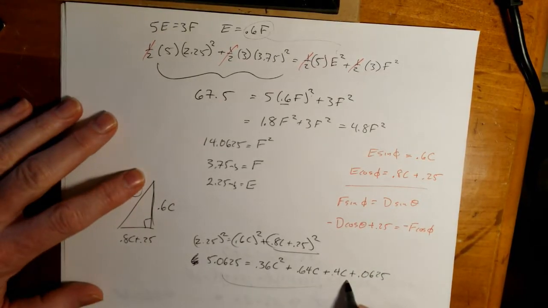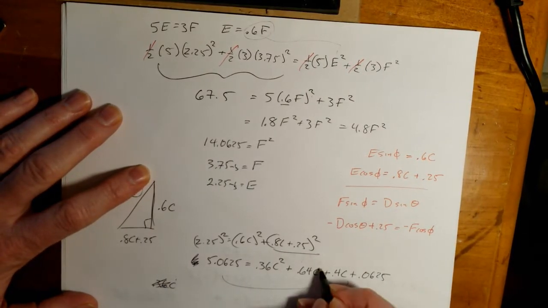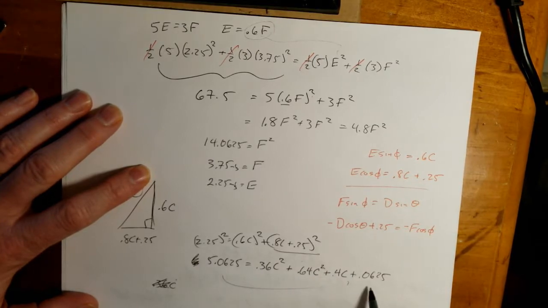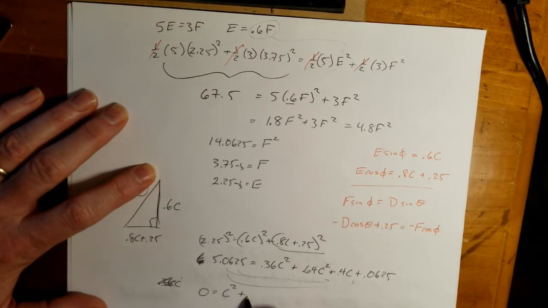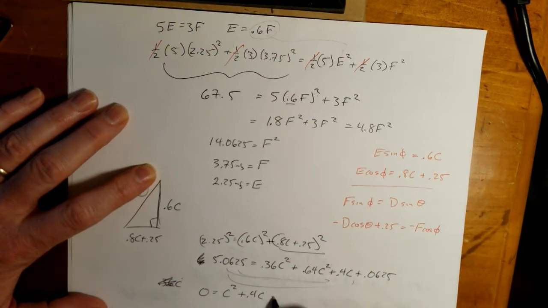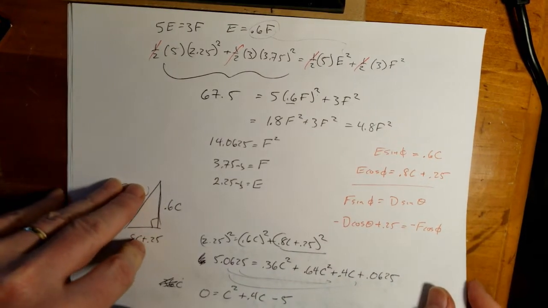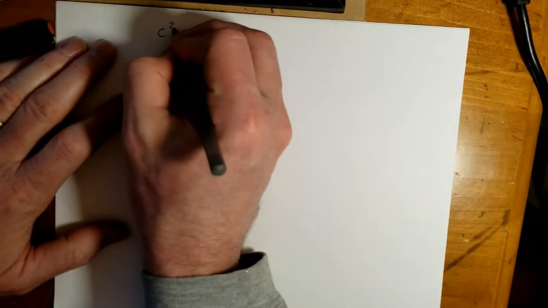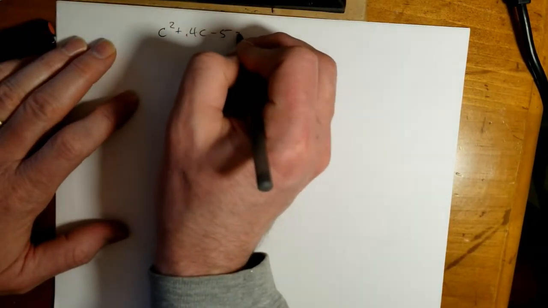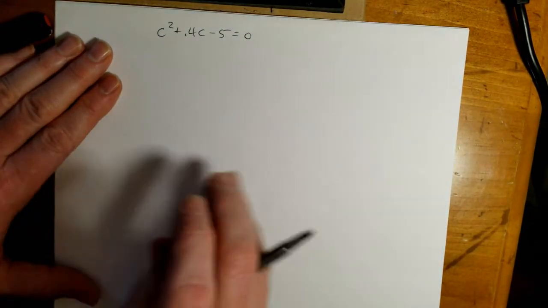Let's get this over to the other side, the right-hand side. So I have 0.36c squared plus 0.64c squared, that should be c squared there. I have 0 equals c squared plus 0.4c minus 5. And now, that is a quadratic equation, so I need to use the quadratic formula.